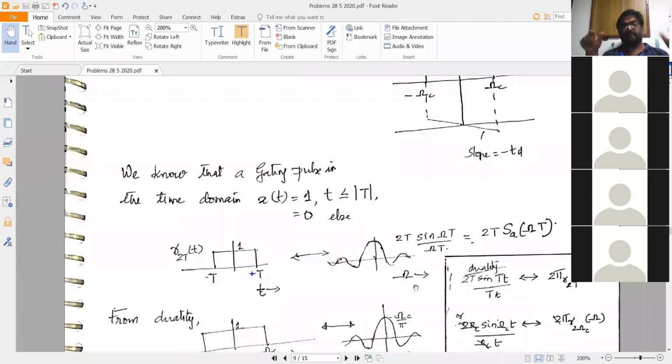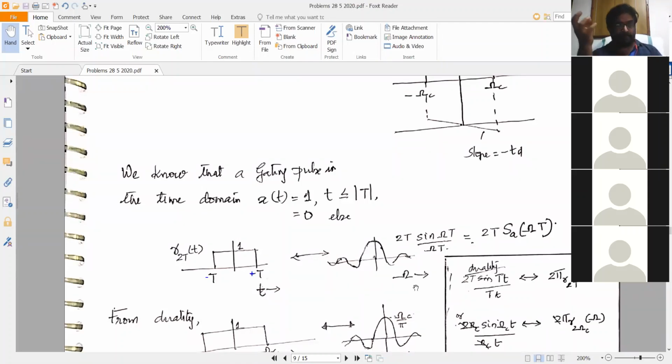They have the same shape. They have an oscillatory shape. So you have a peak, a main lobe, and then several smaller side lobes, gradually decreasing to 0 at plus or minus infinity. So that's your sampling function or sinc function.